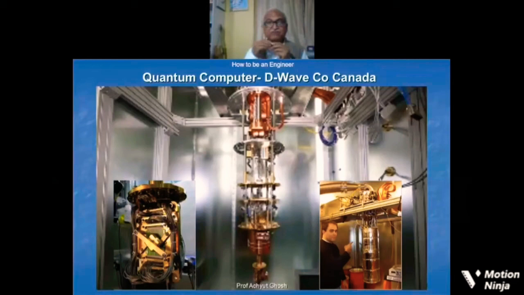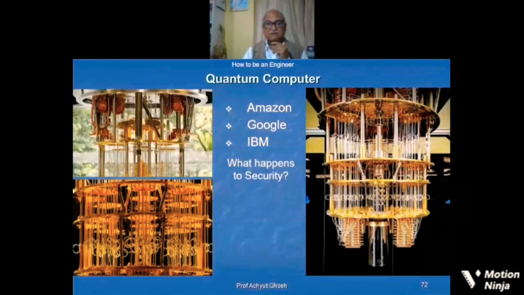53 qubits means you can solve any code. A 100-digit code you can solve in maybe 3-4 minutes. So these are Amazon, Google and IBM. All are producing their own quantum computer. But in this field, it is so difficult to judge the truth from the untruth.